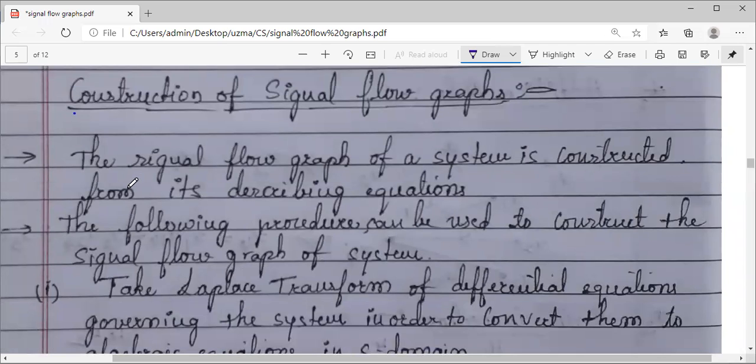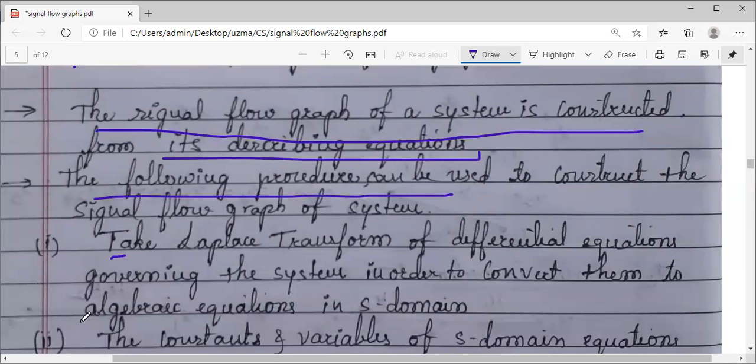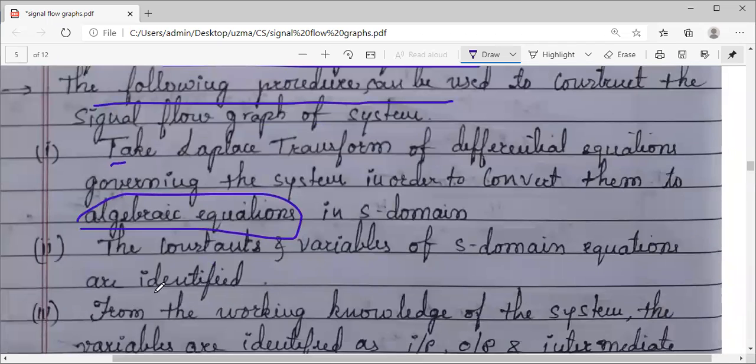Okay, actually let me read out the steps. The signal flow graph of a system is constructed from the equations. As I told you, a set of linear equations should be there in order to construct the signal flow graph. And the following procedure is used. First of all, we need to get the equations, right? The first step is getting the equations. Then we need to identify what are the constants and variables of these equations.